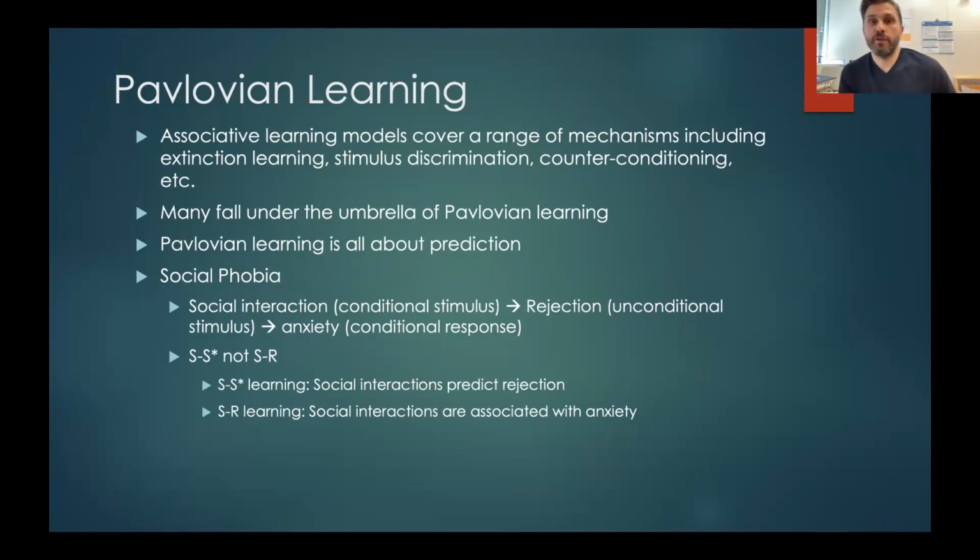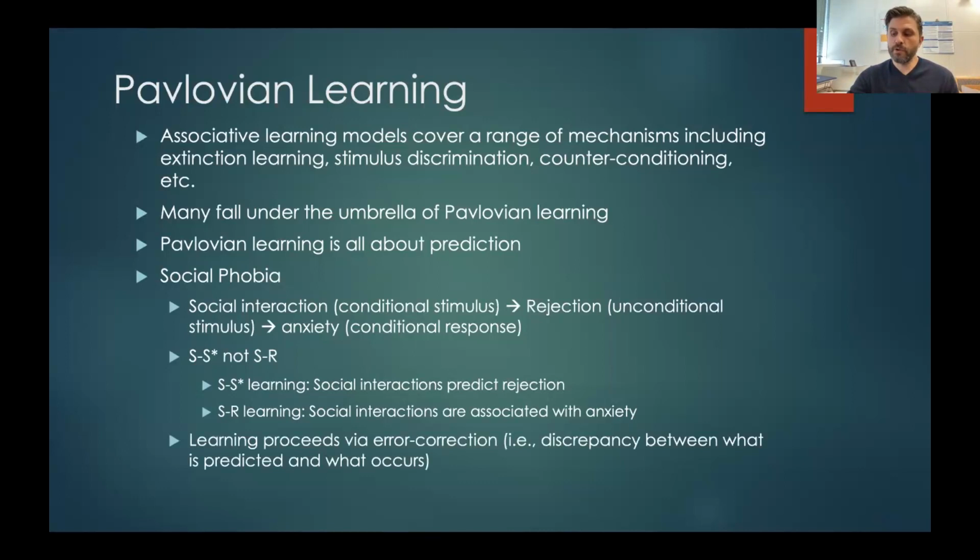In stimulus-response learning, it would be that social interactions are associated with anxiety, and that's what maintains the anxious response to social interactions. And we've known for many decades through animal research and human research that this isn't the case, that the reason why anxiety might be present in this circumstance is because there's a particular type of predictive association, which means if you want to alter the emotional response, which is the conditional response, you have to alter that predictive association. And so that's what we're going to target as we think about applying an associative learning or a Pavlovian learning approach to exposure therapy.